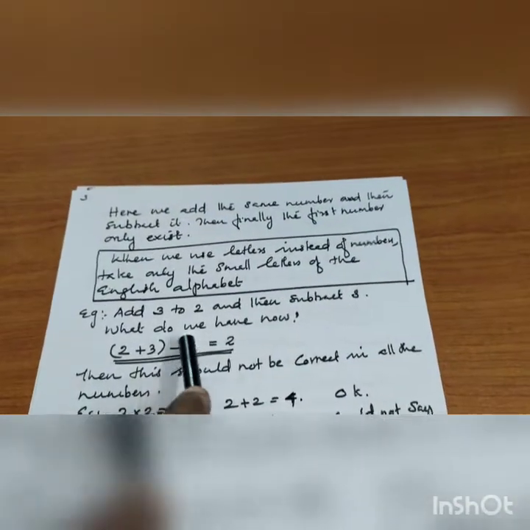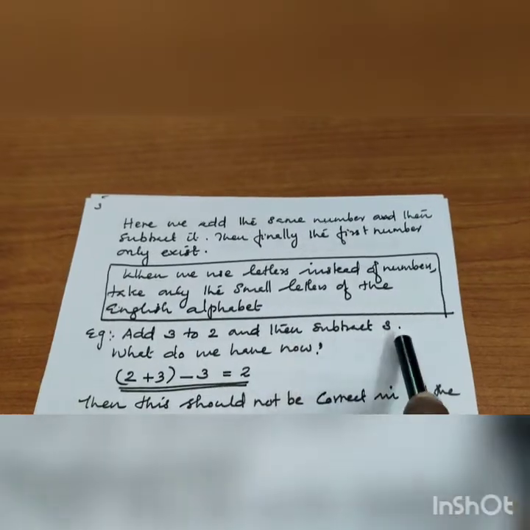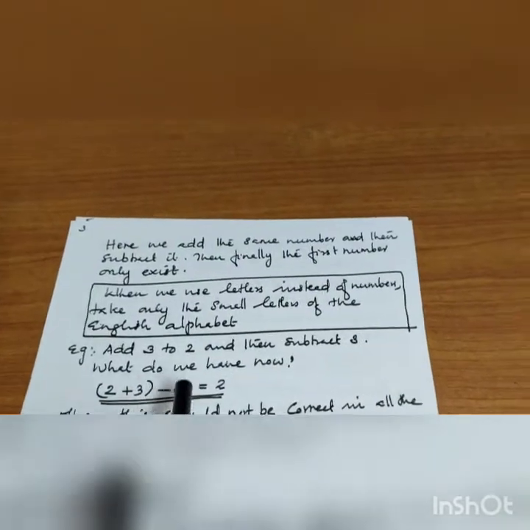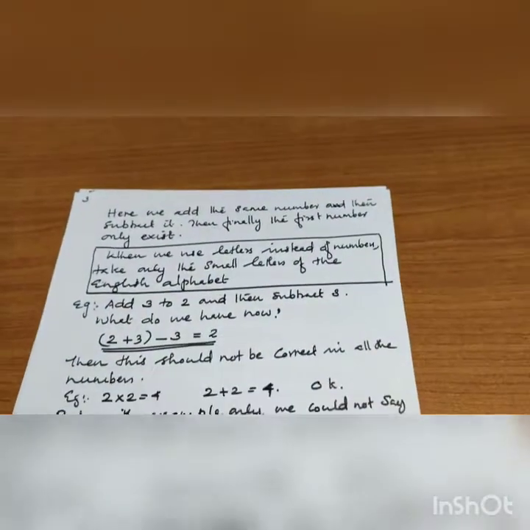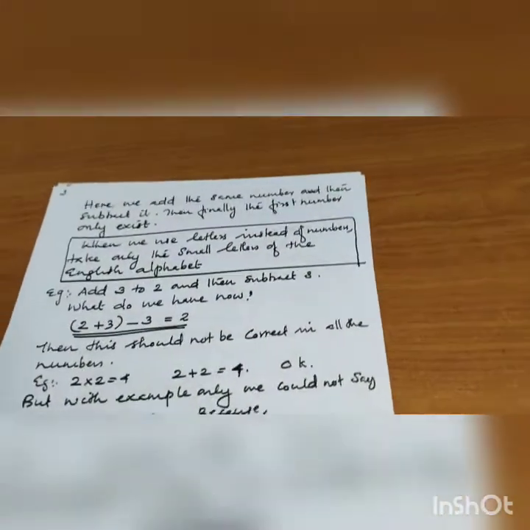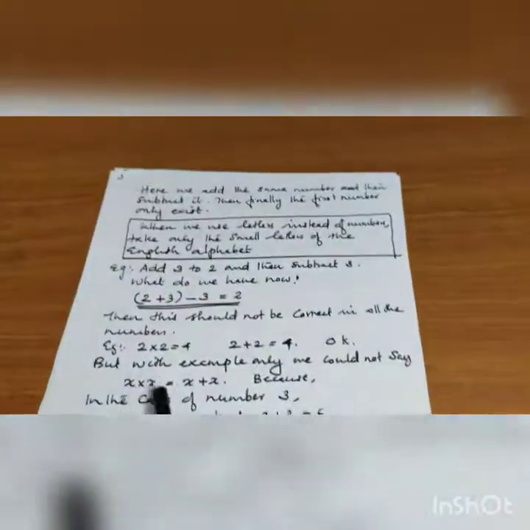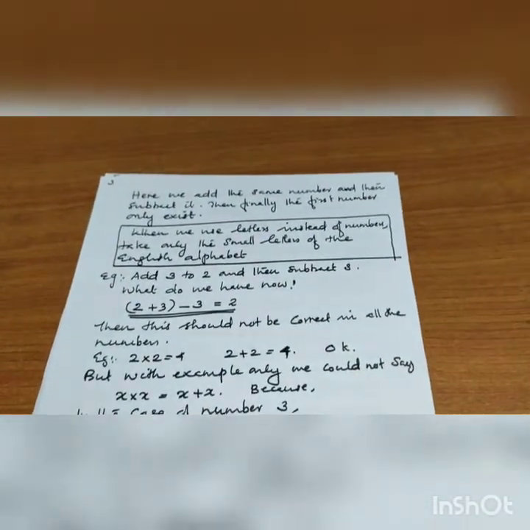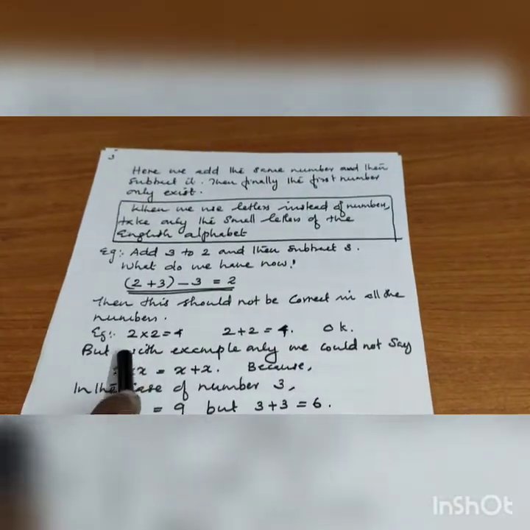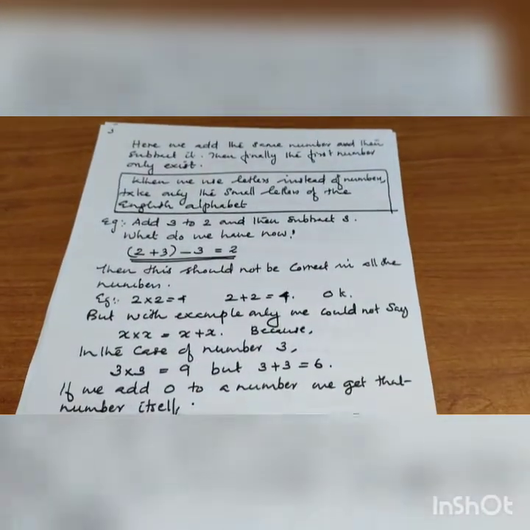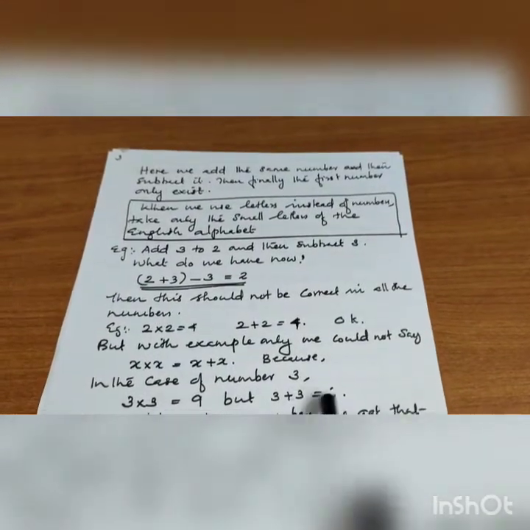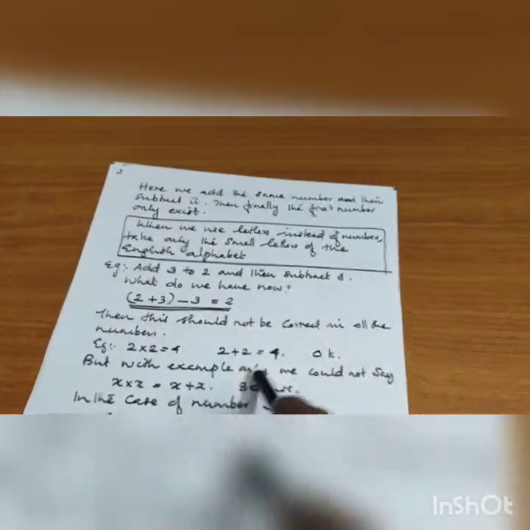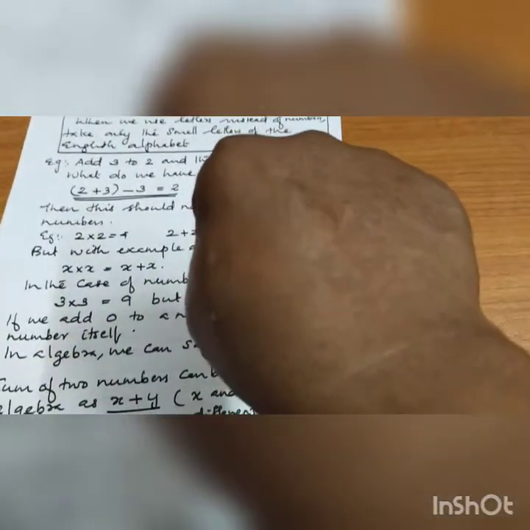For example, add 3 to 2 and then subtract 3. Add 3 to 2, that is 2 plus 3. Then subtract 3, that is minus 3, that is 2. Then this is not correct for all numbers, because 2 into 2, 4. 2 plus 2, also 4. But we could not write x into x is equal to x plus x. That is true only in this case. If we take the other number 3, 3 into 3, 9. But 3 plus 3 is equal to 6. That is not possible. Therefore we could not take a general rule.